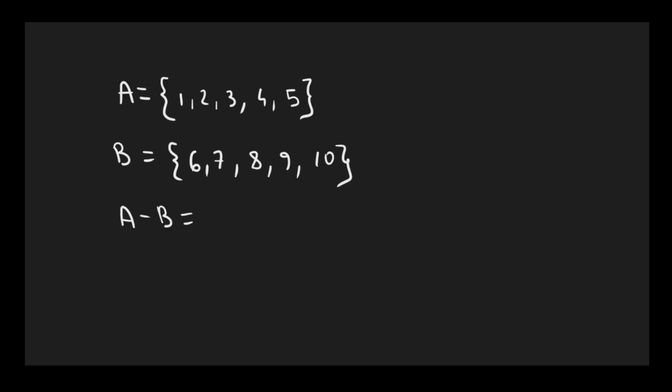So, since in this case we don't find any common elements between A and B, the difference between A and B is just going to be the same as A. So, just 1, 2, 3, 4, and 5. Because we don't have to remove anything.